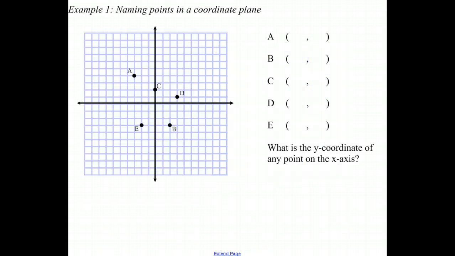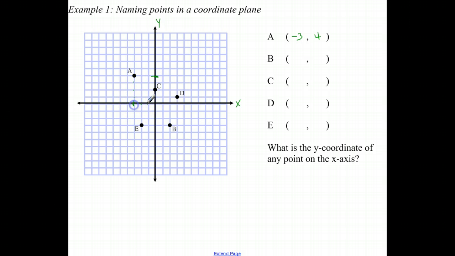Alright, let's look at the first example. So first example takes us through naming some points in a coordinate plane. If I look at point A, moving from my origin, I move to the left 3 places, so my x value, because this is my x-axis, is negative 3. 1, 2, 3. And my y value, I move up 1, 2, 3, 4, because I'm moving up. That's going to be a positive 4 on my y-axis.